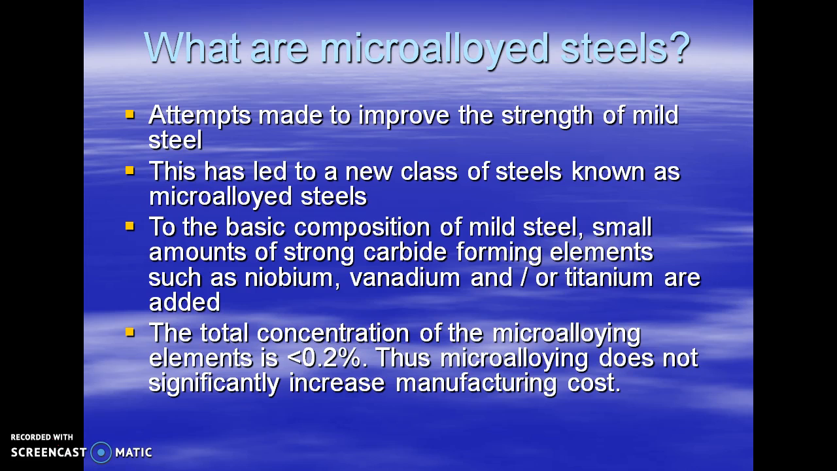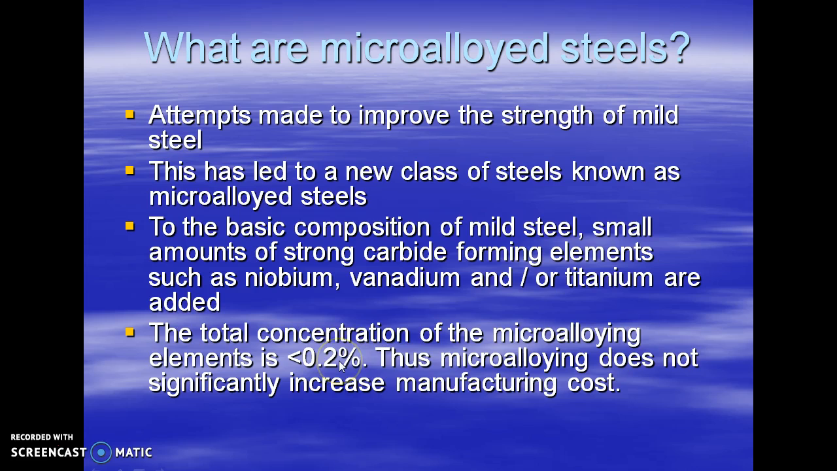Now microalloy steel. What is microalloy steel? First you are seeing low carbon steel, and what we are seeing as dual phase. So dual phase is a part of your low carbon steel. Now, based on mild steel we have an improved one, you can say microalloy steel. This is a new class of steel known as microalloy steel. The basic composition of mild steel has a small amount of strong carbide forming elements, such as niobium and vanadium, because of which certain properties are going to change. The total concentration of the microalloy is less than 0.2%.